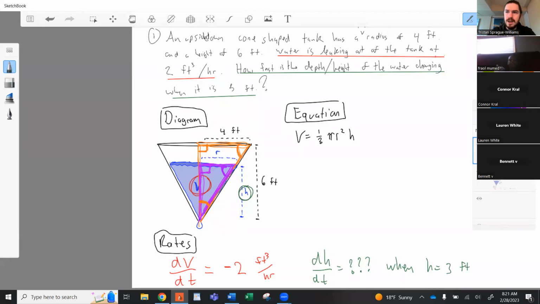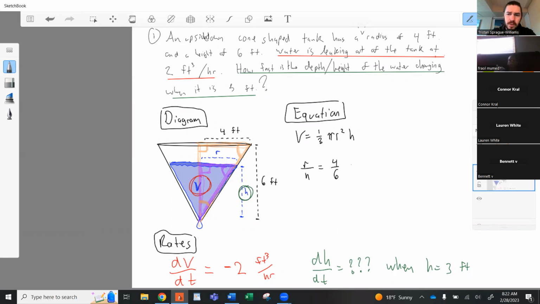Going back to our first page here, we can say that the R divided by H ratio is equal to the 4 to 6 ratio. The ratio of R to H is equal to 4 to 6 because of that proportional relationship. I'm just going to lower the opacity on that so it fades away.